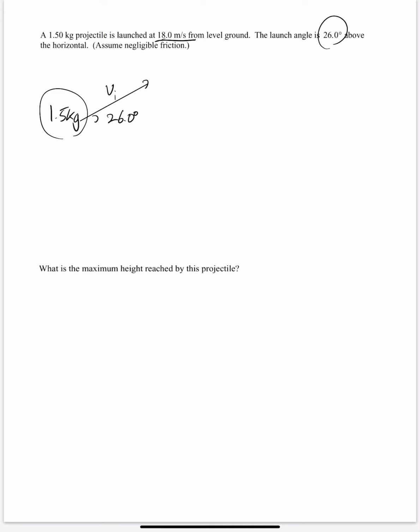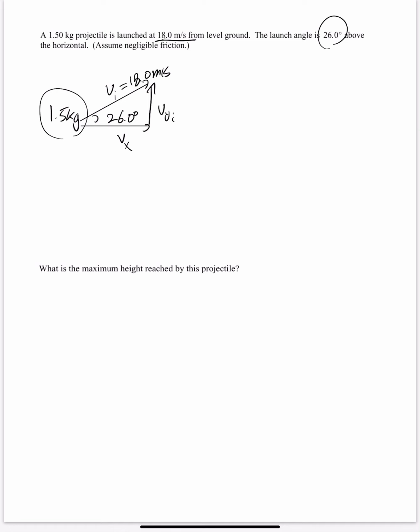And what will happen to the vertical and horizontal components of the velocity? Well, there will be a y component, which is Vyi, initial, and an x component, Vx. However, for these types of problems, Vx is always constant. So, if you look at this problem, it says the initial velocity is 18.0 meters per second. So how can we find Vyi or Vx?